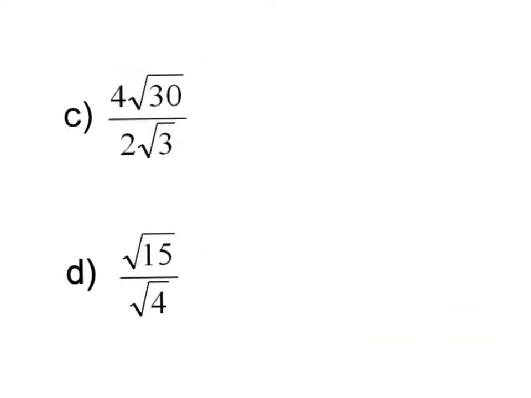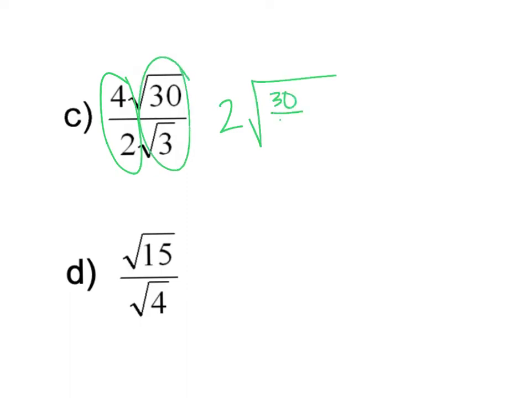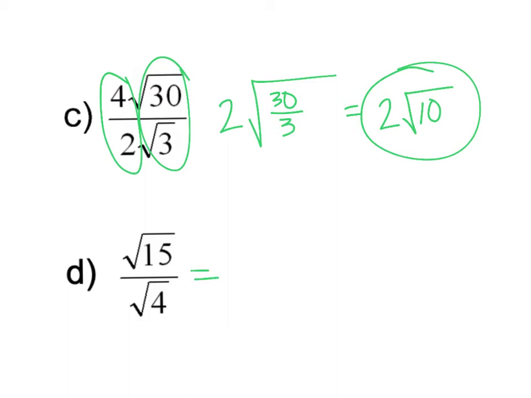All right, let's go ahead and try this one. So if I was doing this one, I would start by doing the 4 divided by 2, which ends up being 2, and then I will rewrite this part as one fraction here, square root of 30 over 3, and then 30 divided by 3 is 10, so I end up with 2 times the square root of 10. I cannot break that down any further because there's no perfect squares that go into 10. Okay, this one, a lot of you might go directly to just rewriting it like this.